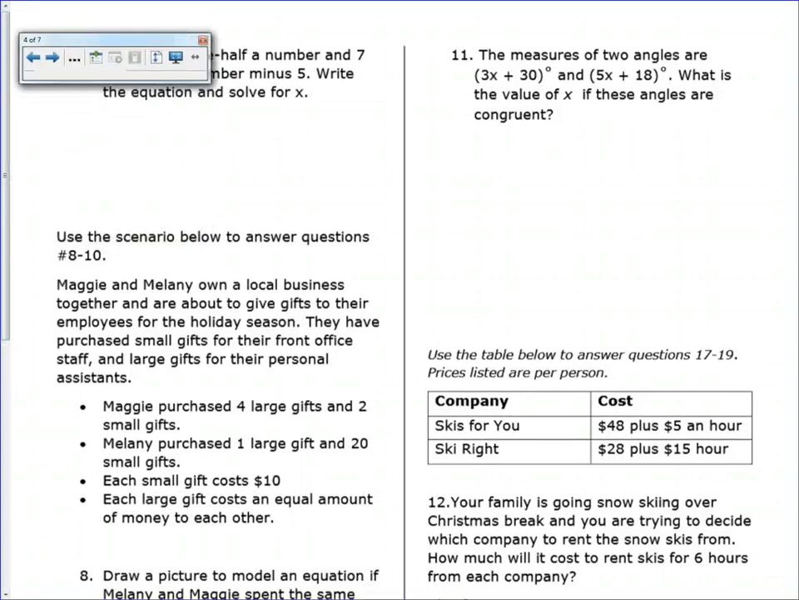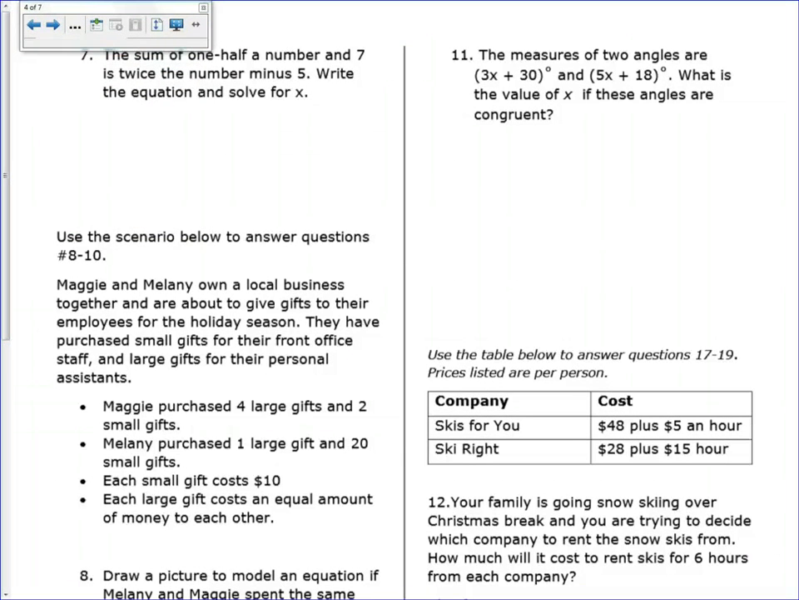Next, we have number 7. The sum of 1/2 a number and 7 is twice the number minus 5. Write the equation and solve for x. So there's a lot going on here. We're going to start by identifying our variable. We're looking for this number right here, and so that's going to be our x.